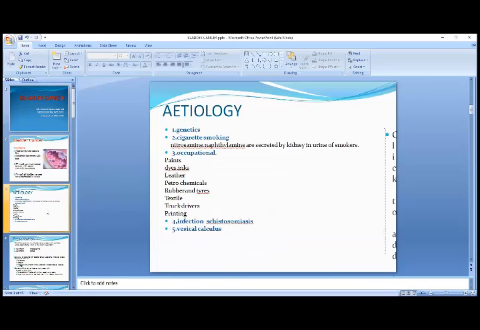Let's briefly discuss the etiology. The number one cause is genetics. That is, if you have a first degree relative who had this disease earlier, you are predisposed to develop this malignancy. So genetics play an important role in the development of this disease.